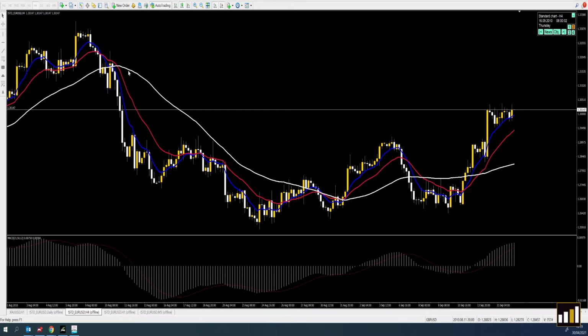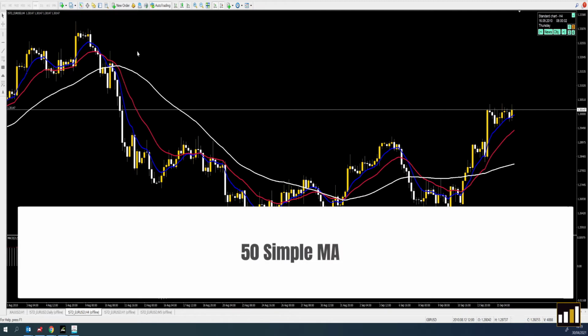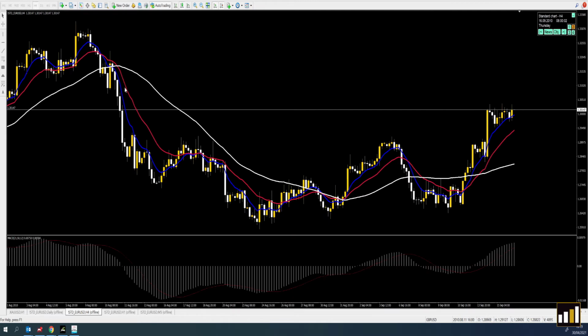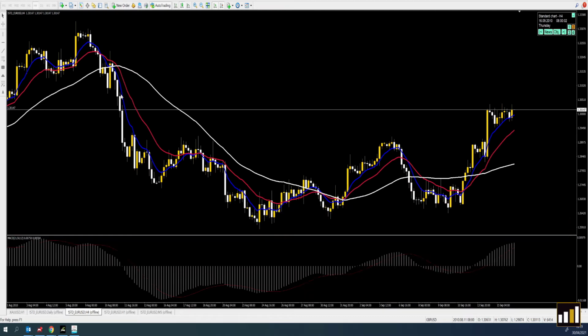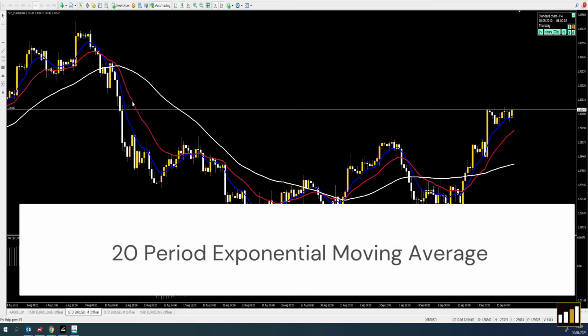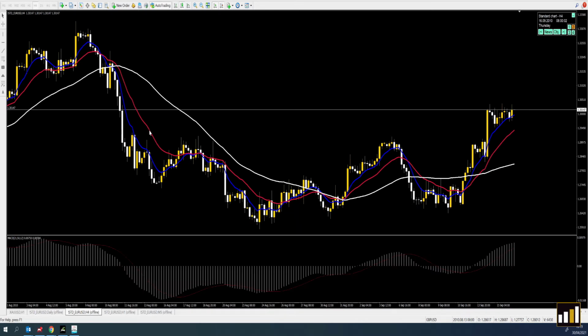We have a moving average, we have three. We have a 50 period simple moving average, and we have two exponential moving averages. One is the 8 period moving average, exponential, and then the red one here is going to be our 20 period moving average.